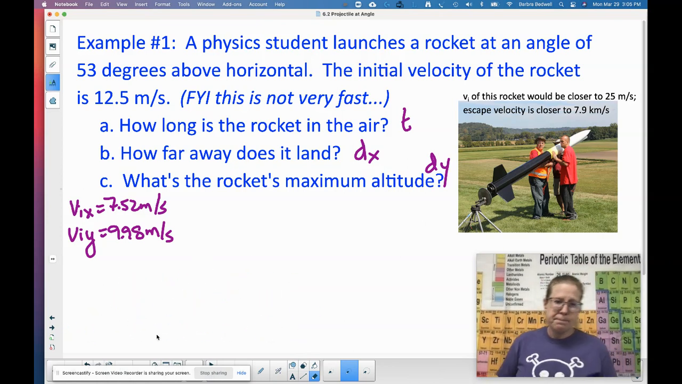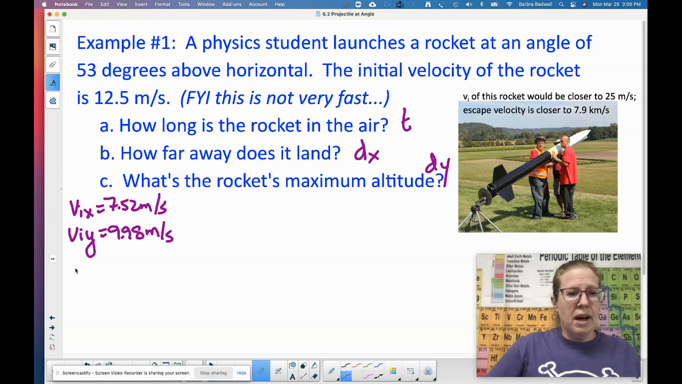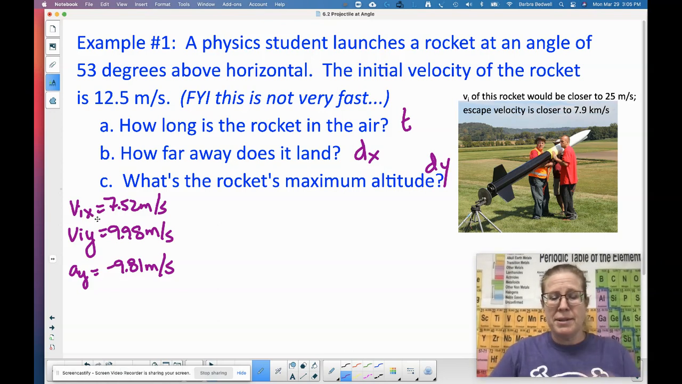All right. What else do we know? Okay, other pieces that we know. Acceleration in the y direction is negative 9.81 meters per second squared. This VIY is positive, and so is our VIX, right? It's going in the positive direction. AY is going in the negative direction, so it's going to be falling there.